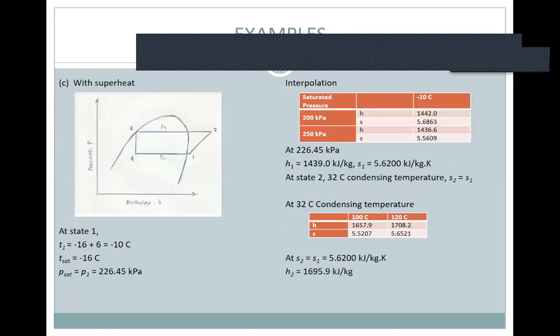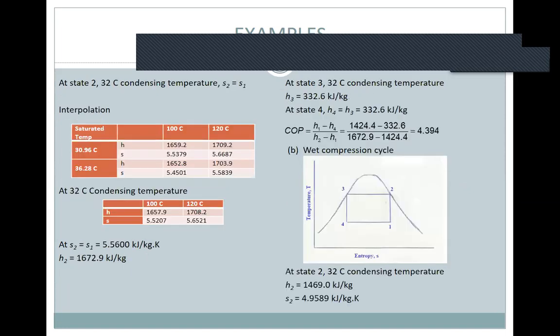Now, with superheat, at stage 1, T1 is equal to negative 16 plus 6C, or negative 10C. Diba 6C yung superheat mo? Temperature mo condensed sa evaporating is negative 16, so plus 6. Saturation is siyempre negative 16C. So, saturation pressure P1 is 226.45 kilopascal from refrigerant table. Ano yung refrigerant natin dito pala? Ammonia. So, ammonia table.